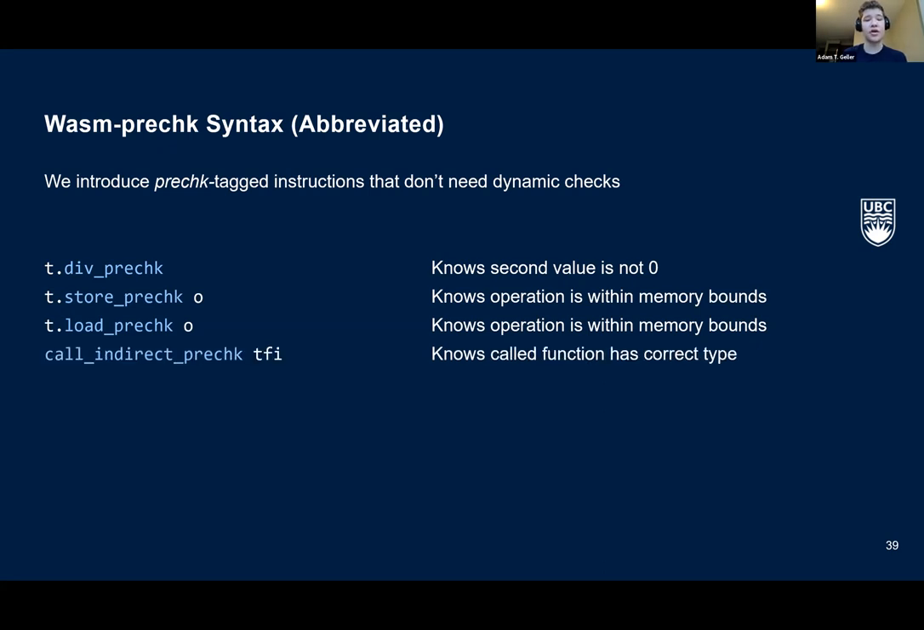And finally, we have call indirect pre-check. And this knows that whatever function ends up being called will have the correct type. So it doesn't need to perform this dynamic type check, and it won't cause an error. And this weird TF5 that I'm using here instead of a TF, this is just a Wasm-prechk pre and post condition. As I mentioned briefly, we use a different representation of types.